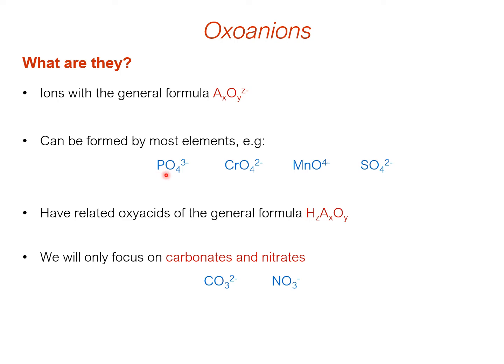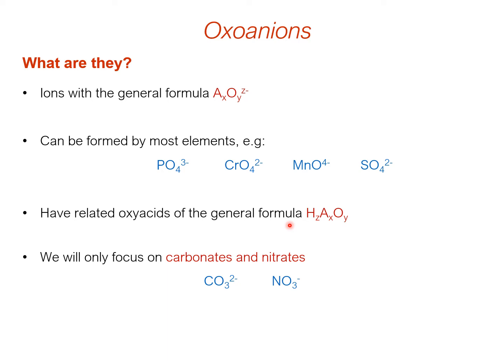So we've got PO4 3- is phosphate, CrO4 2- is chromate, MnO4- is permanganate, and SO4 2- is sulfate. And these are used quite a lot.